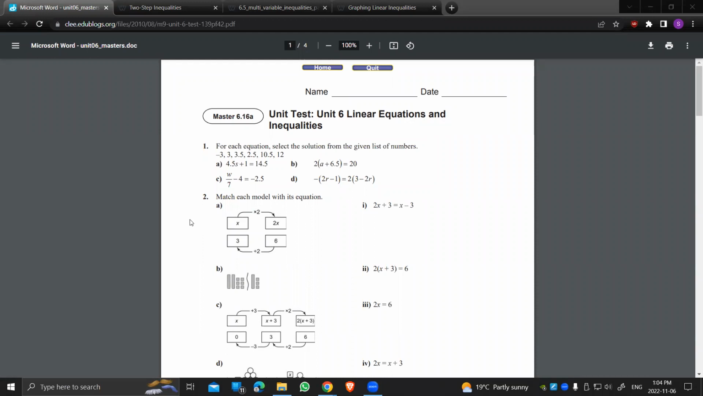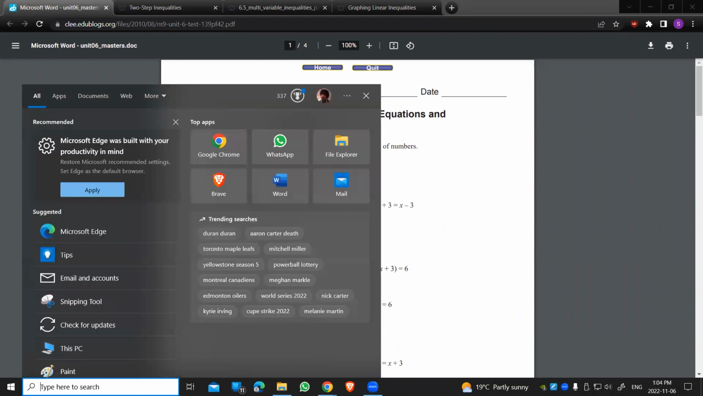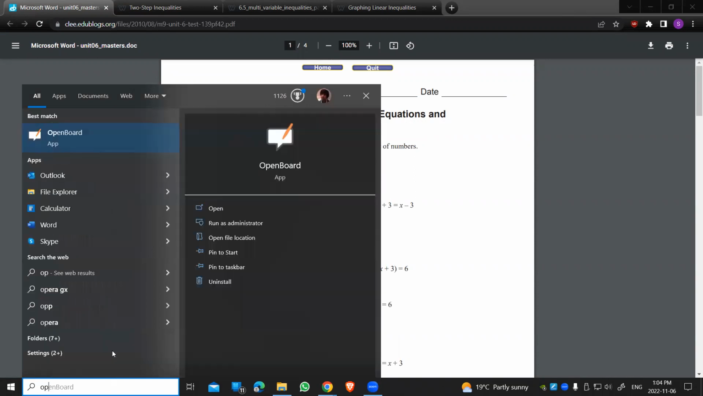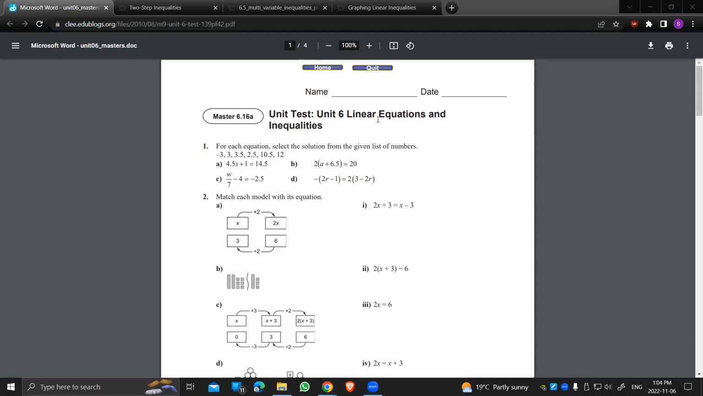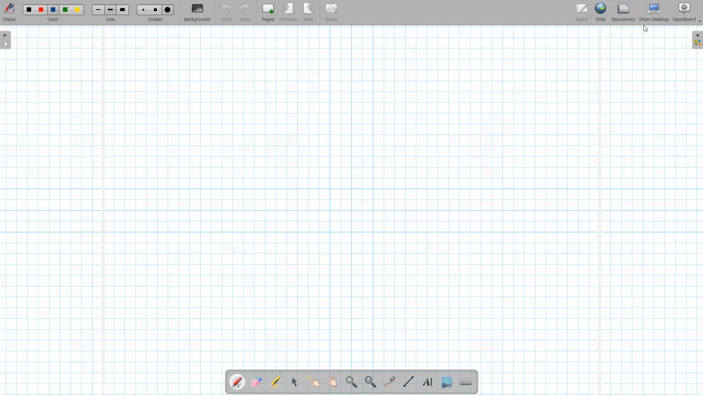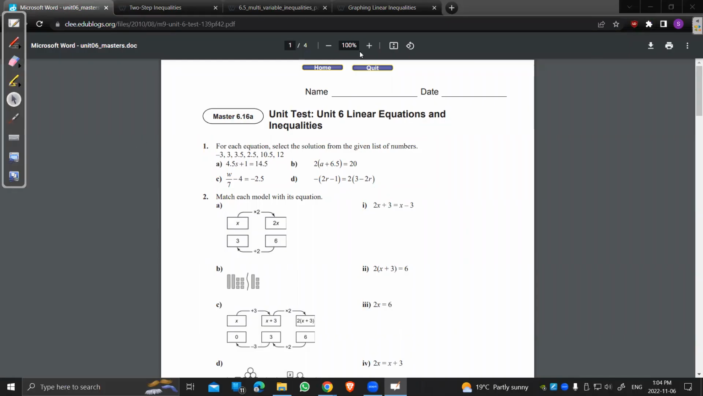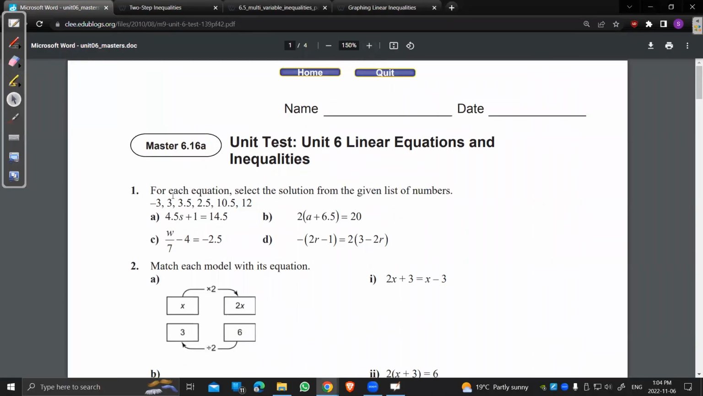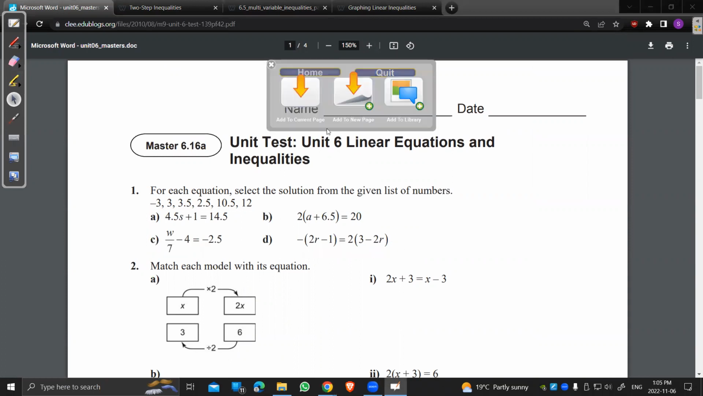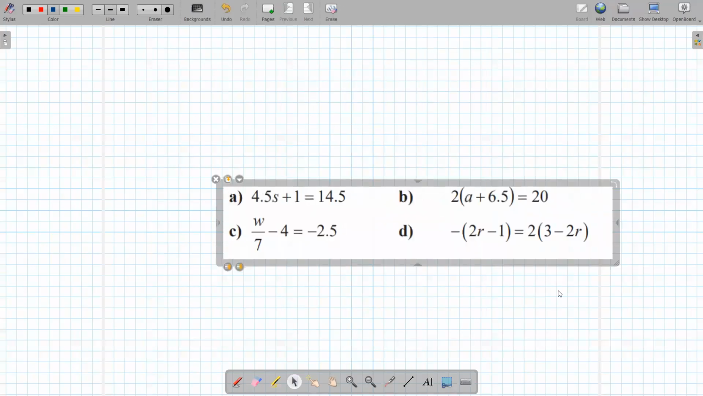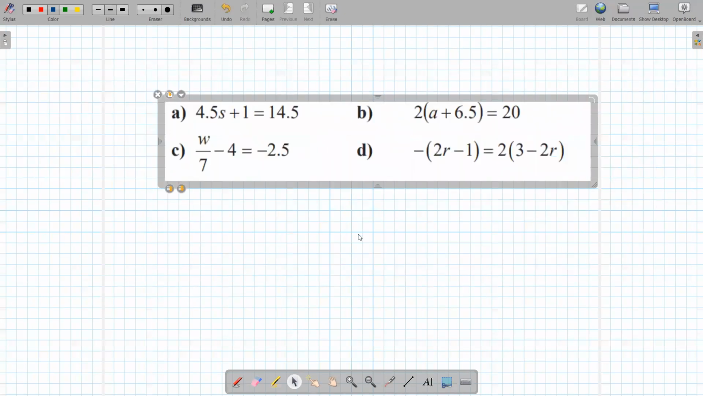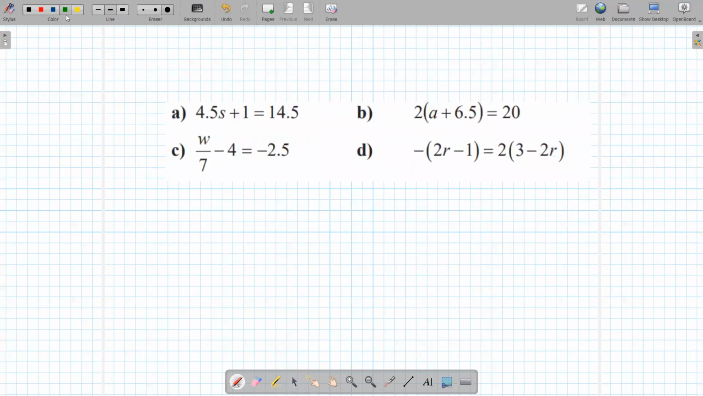Let's just pick up, I guess, where we left off yesterday, linear equations and inequalities, right? Let's start with these questions. What does this say? This one says, for each set of equations, select the solution from a given set of numbers. So they're basically giving you the options for the solution. We don't really need the options, right? Because these are all very simple.